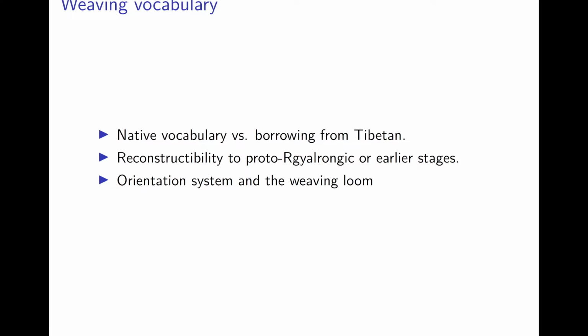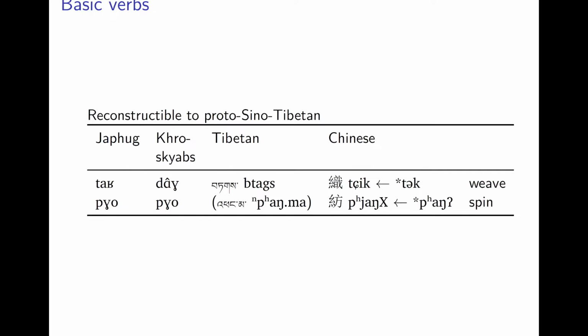So first of all, it's important to point out that part of the weaving vocabulary in Japhug and other Rgyalrong languages is actually very ancient, not borrowed, but inherited from Proto-Sino-Tibetan, the common ancestor of Rgyalrongic and Chinese. So we have, for instance, in Japhug, the word to weave, and kopo, the word to spin.